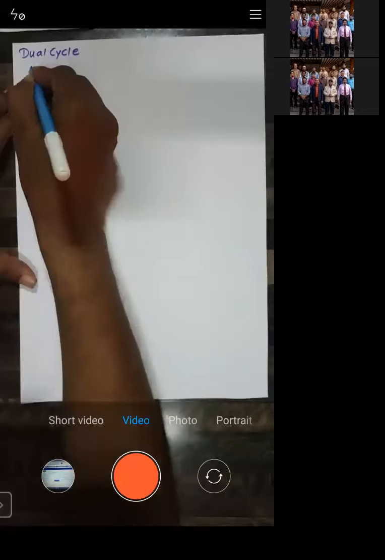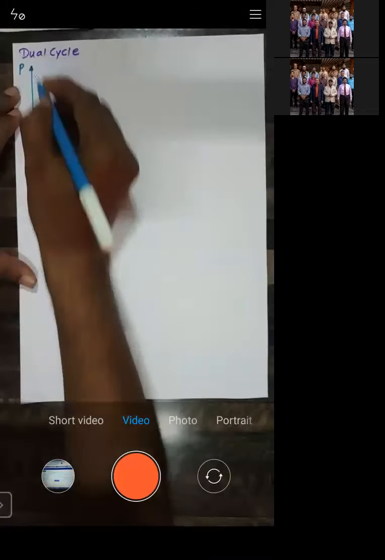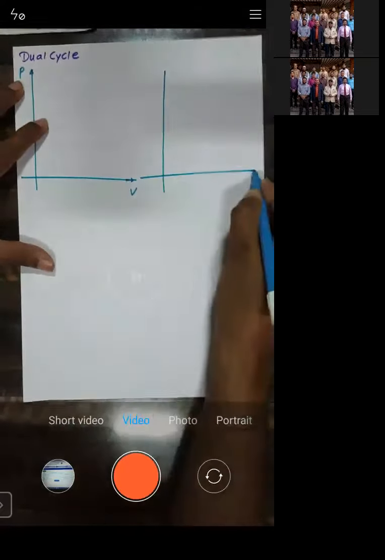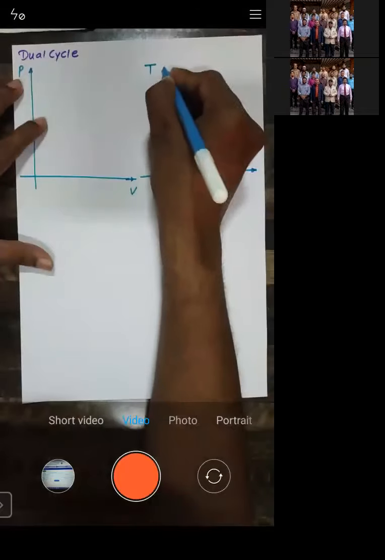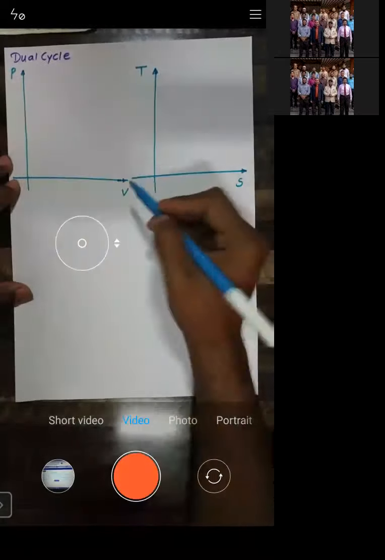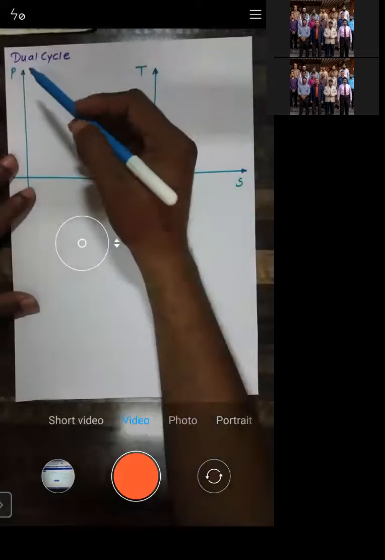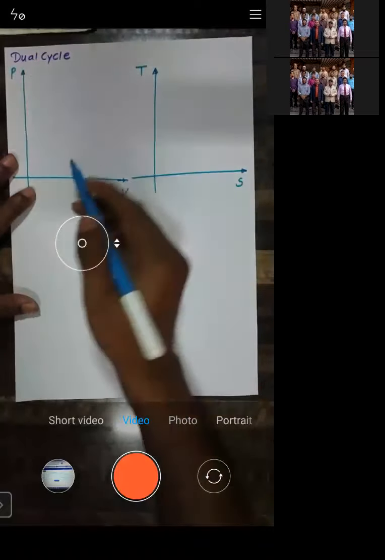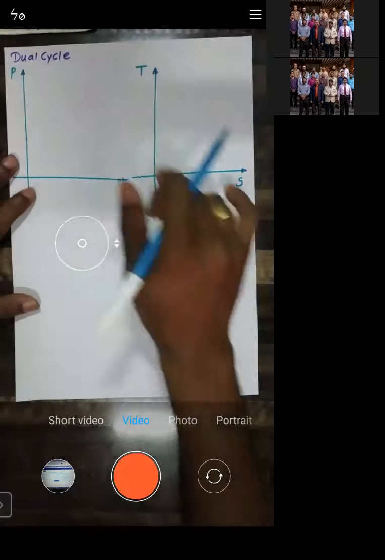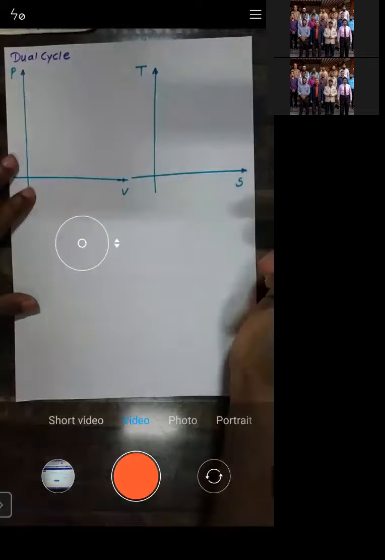This is basically the pressure. Similarly, on the right hand side, we will draw the TS diagram also. In the vertical scale, we will take temperature, and on the horizontal axis, we will take the entropy. This is the pressure and volume diagram, where on the vertical axis we take pressure and on the horizontal axis we take volume. In the TS diagram, on the vertical axis we take temperature, and on the horizontal axis, entropy.